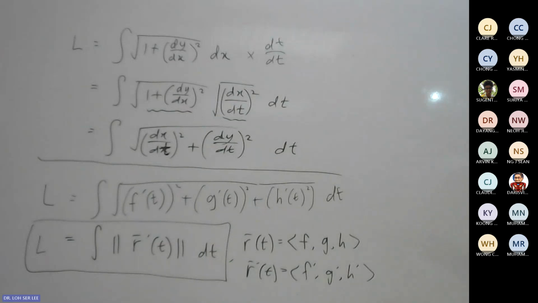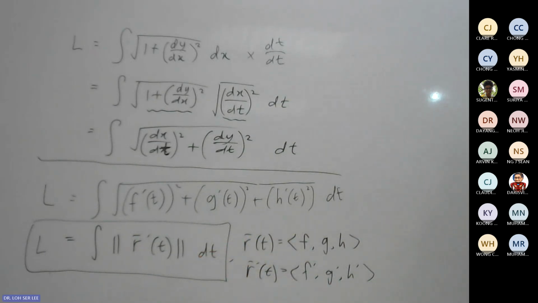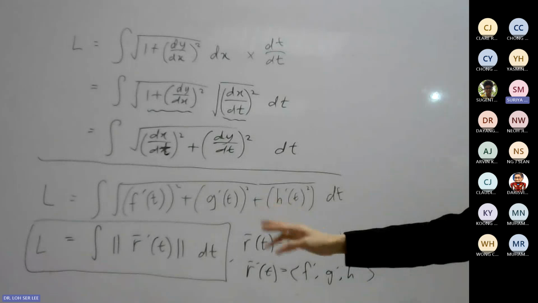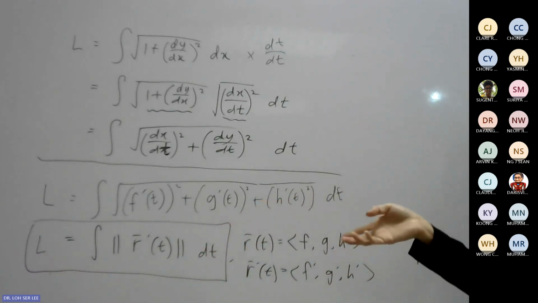I'm not sure whether this formula is included in the appendix. You can check the past year questions. I think the appendix is the same as in the past year. If this is not included, that means you have to know how to find the arc length. This is the formula.